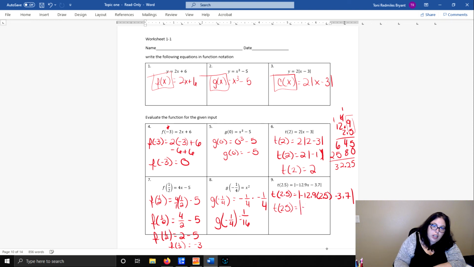So I know this is a -32.25 minus 3.7, which is kind of like adding up my debt, which is going to give me -35.95. But we're in luck. It's in those absolute values, so I can take it out and make it a positive. When I input a 2.5, I output a 35.95.